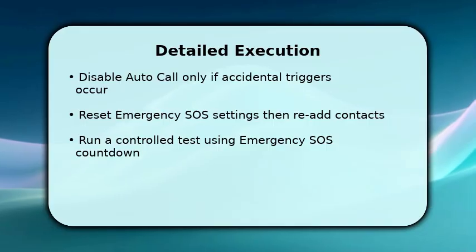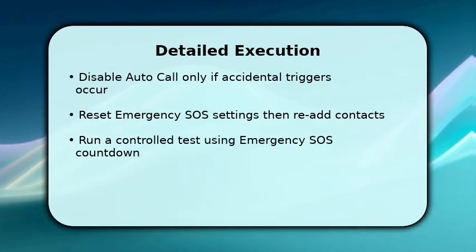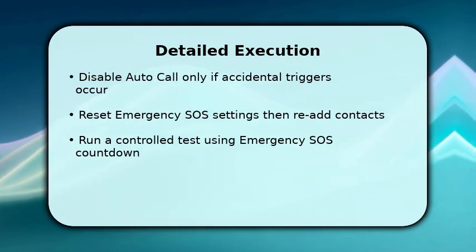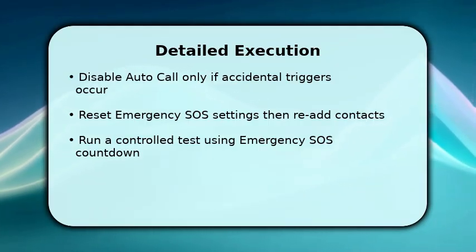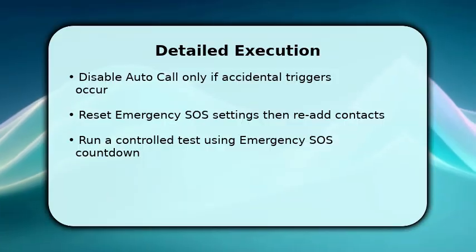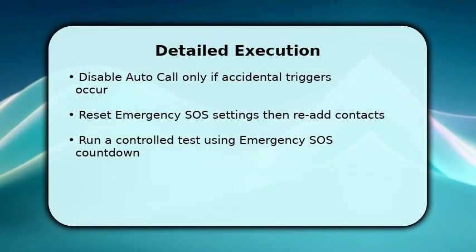Next, disable auto call only if accidental activations are the issue. This prevents unintended 911 dials while preserving SOS access. You should reset Emergency SOS by toggling off then on, and re-add emergency contacts and health to ensure correct routing. This fixes corrupted contact links.